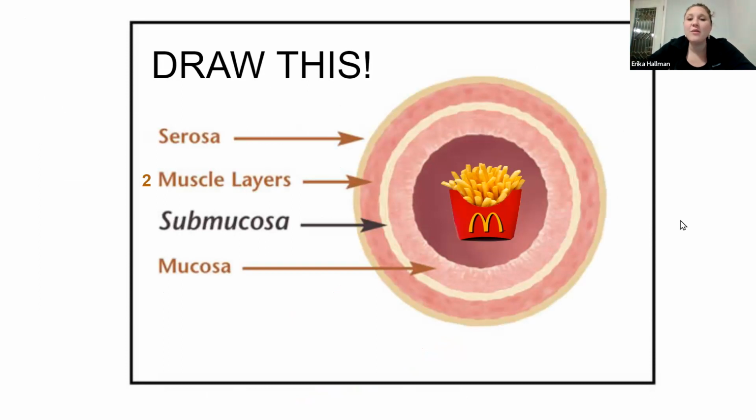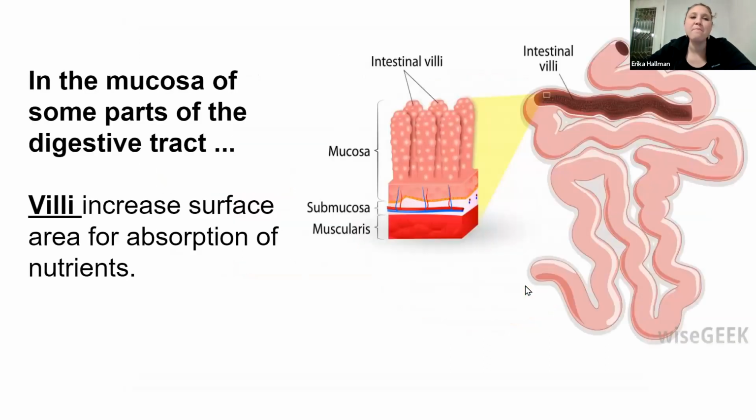If we start on the inside, we put delicious McDonald's fries because that's where the food is actually going to go to be absorbed. The first layer is called the mucosa. The next layer would be the submucosa. Then we have those two muscular layers, one longitudinal and one circular. And lastly, we would have the serosa around the outside that helps lubricate our canal.